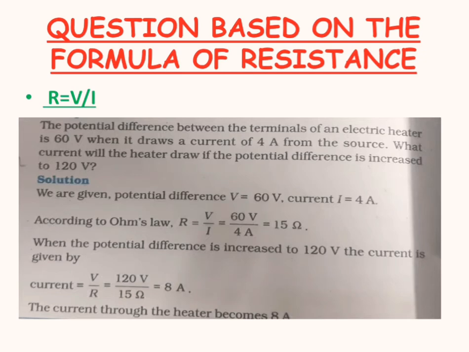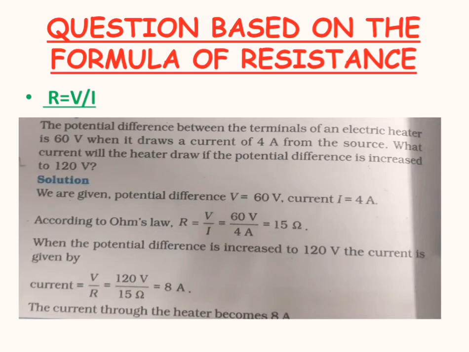So moving ahead to the question based on the formula of resistance. Now let me tell you again what the formula of resistance is. It is V upon I. Now you will be thinking why I have taken this question. I know you all know that this question is from your NCERT book only. I have taken this from your NCERT because I want you to go through your NCERT first, then extra.